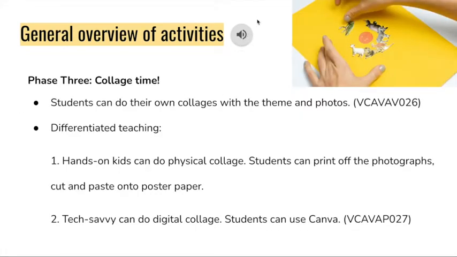The students have got a theme and photos before. Phase 3 requires them to finish their collages, in order to suit students' interests and abilities. For hands-on kids, they can create a physical collage. They can print off the photographs, cut and paste onto poster paper. For those familiar with computers, they can do digital collages with Canva.